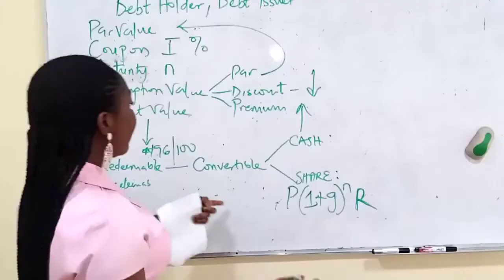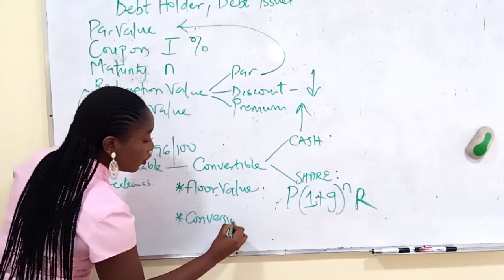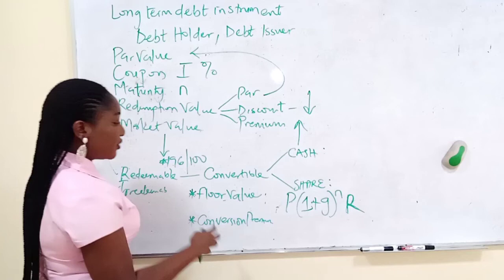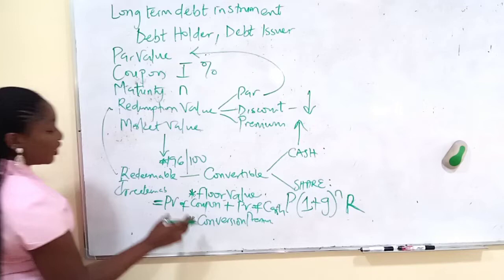Now, there's also something you must know about convertible bonds, which is the floor value. In a question, they can ask you to calculate the floor value. They will also ask to calculate the conversion premium. So the floor value looks at the minimum cash flow obtainable from that convertible option. And the formula for calculating floor value is usually the present value of the coupon plus the present value of cash redemption.